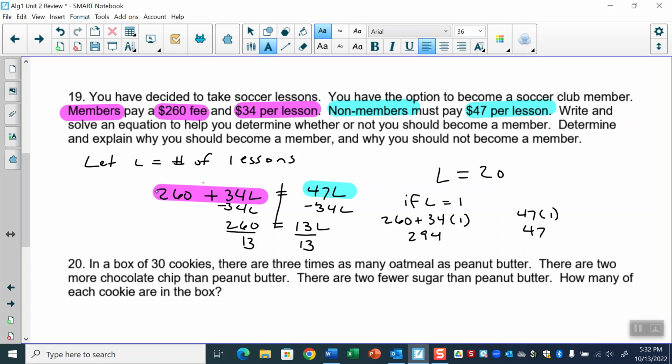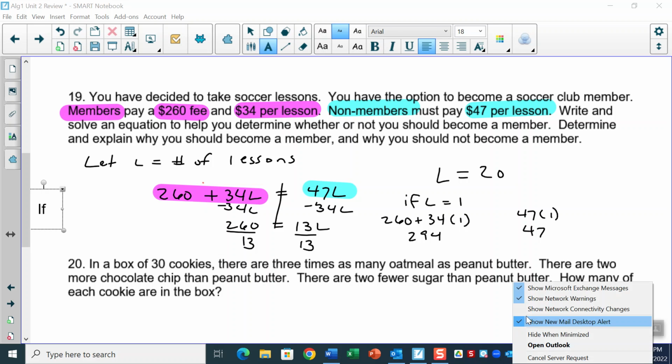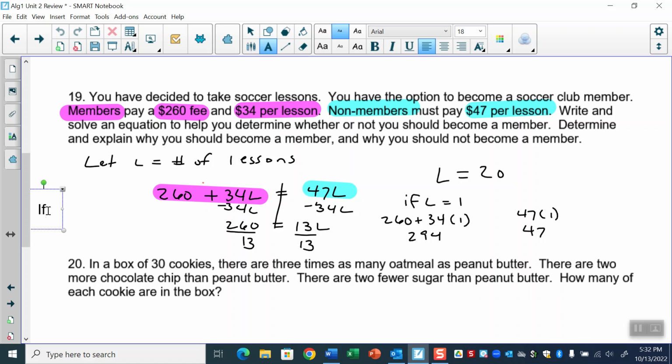Let me write that in. Let's see if I can find a space here. All right, so if I take less than 20 lessons, I should not be a member.